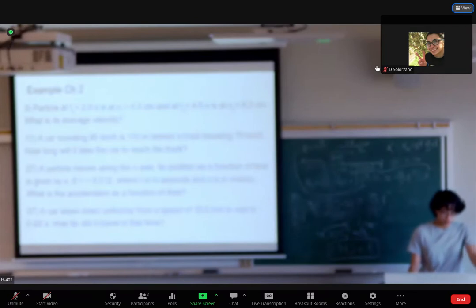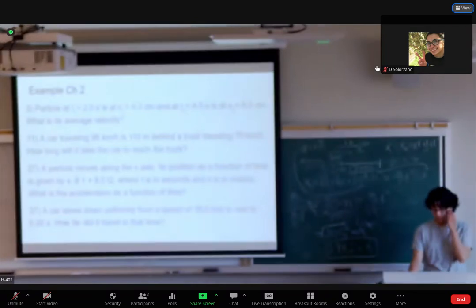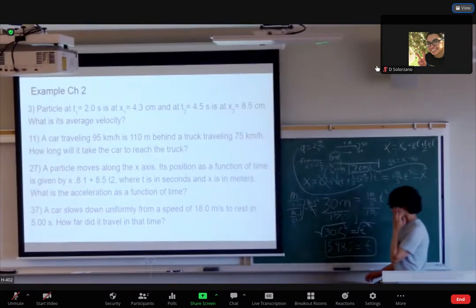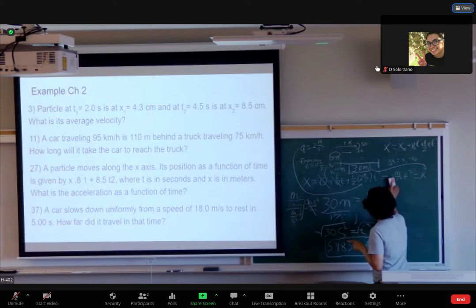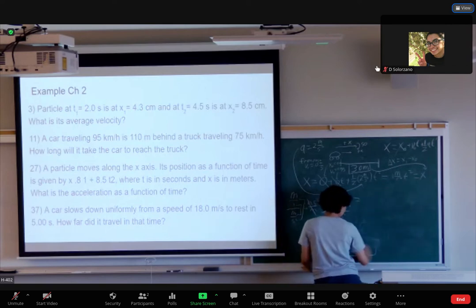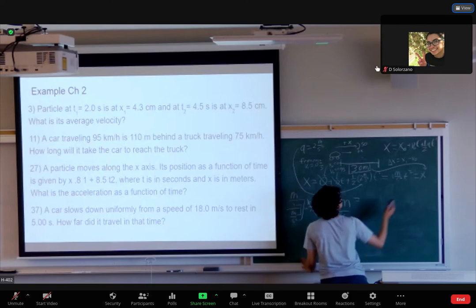So these are just a bunch of examples that I pulled from the textbook. They're all from the textbook. Speaking of which, if anyone doesn't have the textbook, email me and I will get it to you. I will not get you the Mastering Pearson because that you have to pay for. It's like different codes and stuff.